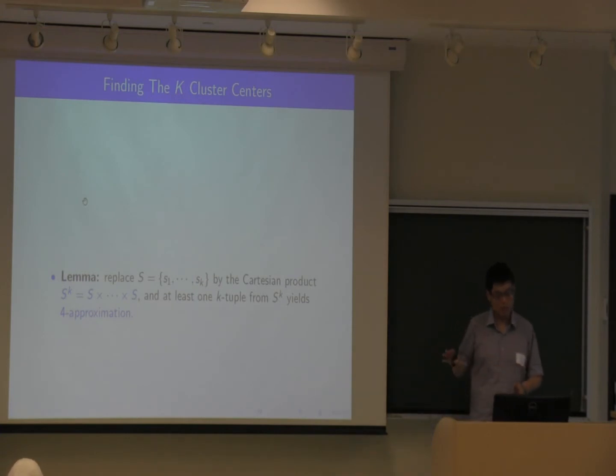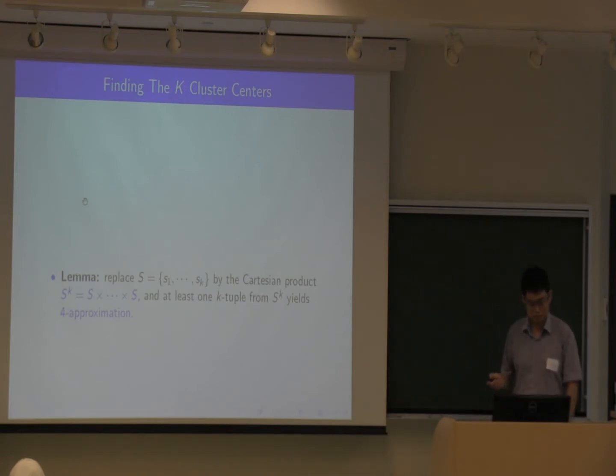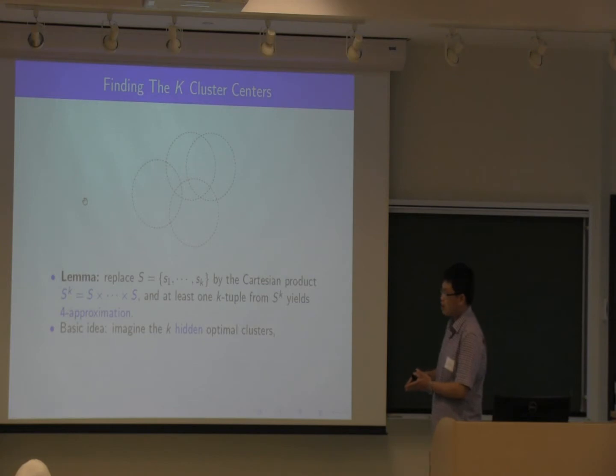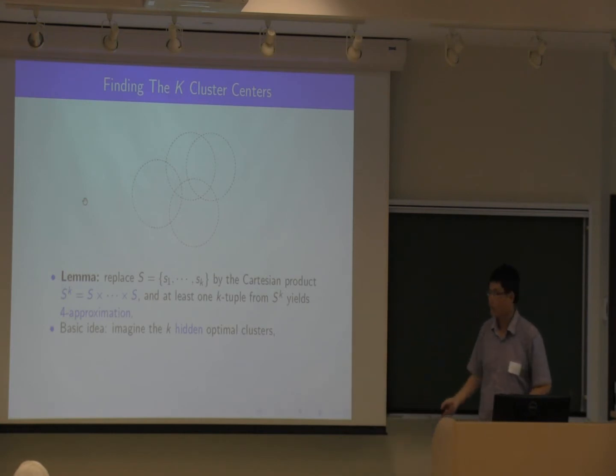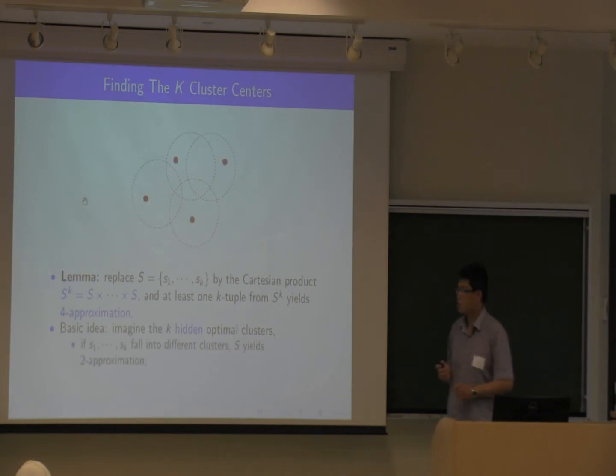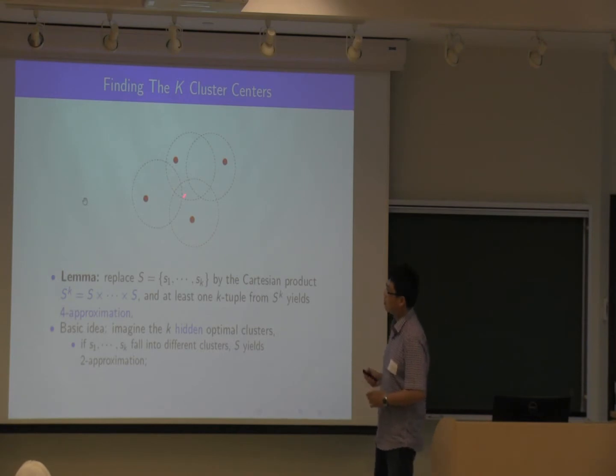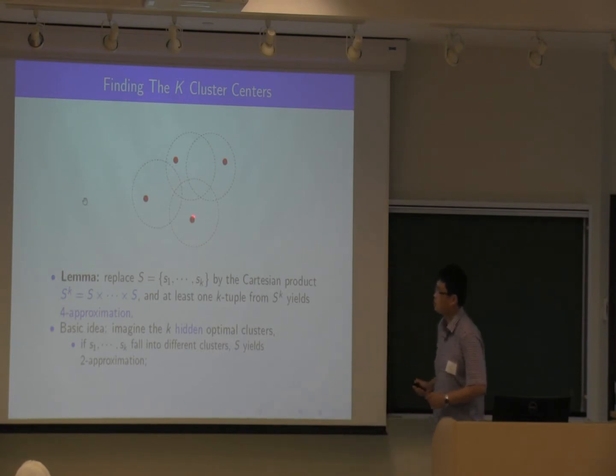Let me briefly show you the basic idea for the proof. Initially, we just imagine there are K hidden optimal clusters. In reality, we don't know where the optimal clusters are, but it's just for analysis. We just assume that there are those K optimal clusters. In this figure, we assume K is equal to 4, and we simply denote the clusters by those balls. And then we still run the Gonzalez algorithm to select the K points. If we are lucky enough, the K points just locate inside the K balls separately. So you can see in this lucky case, the four points locate inside four different balls.